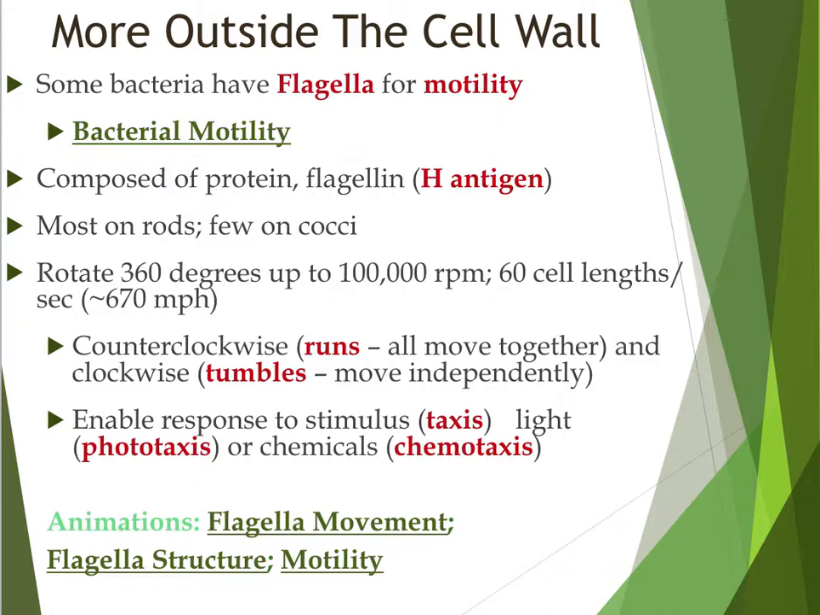Flagella occur primarily on bacilli or rods, but there are a few organisms that have a coccus morphology that do have flagella. Now, the flagella in prokaryotes rotate 360 degrees and up to 100,000 revolutions per minute. That translates into 60 cell lengths per second, or about 670 miles per hour. So bacteria can really move fast.